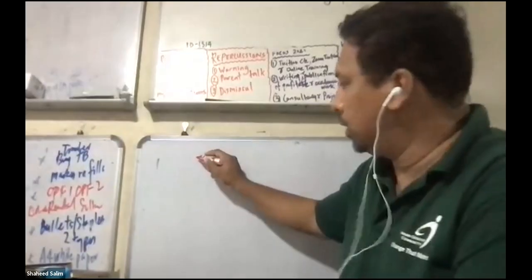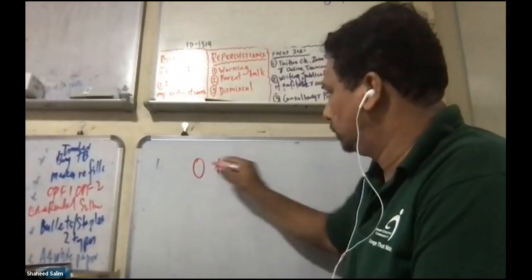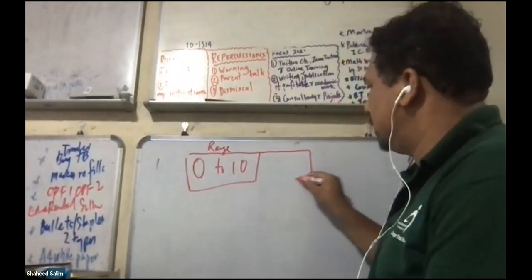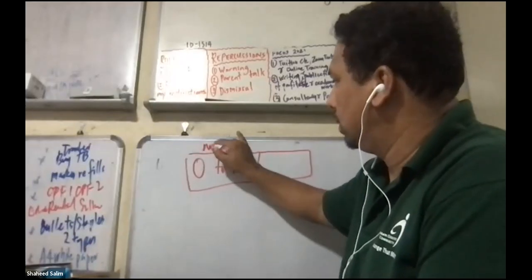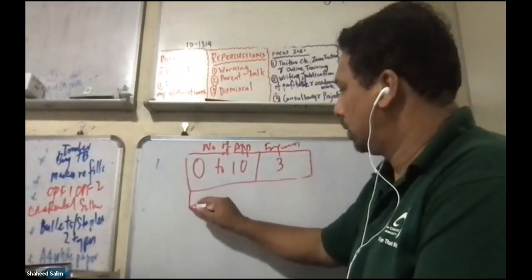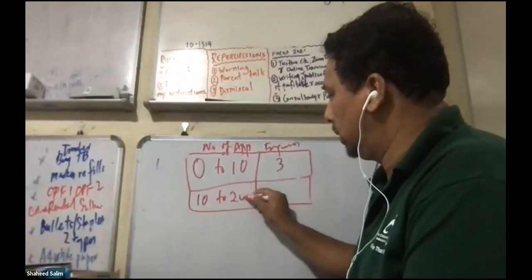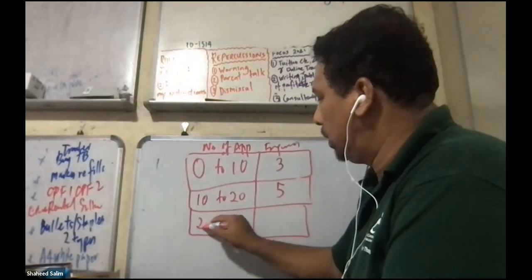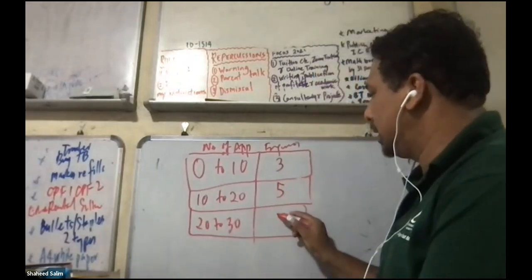Let me give you, let's say now it's 0 to 10. This one is the range of, what is this? Number of apps. Number of apps. This one's frequency. So let's say this one is 3. Then the next one is 10 to 20. And down here is, let's say, 5. Now, 20 to 30. This one, let's say, is 10.